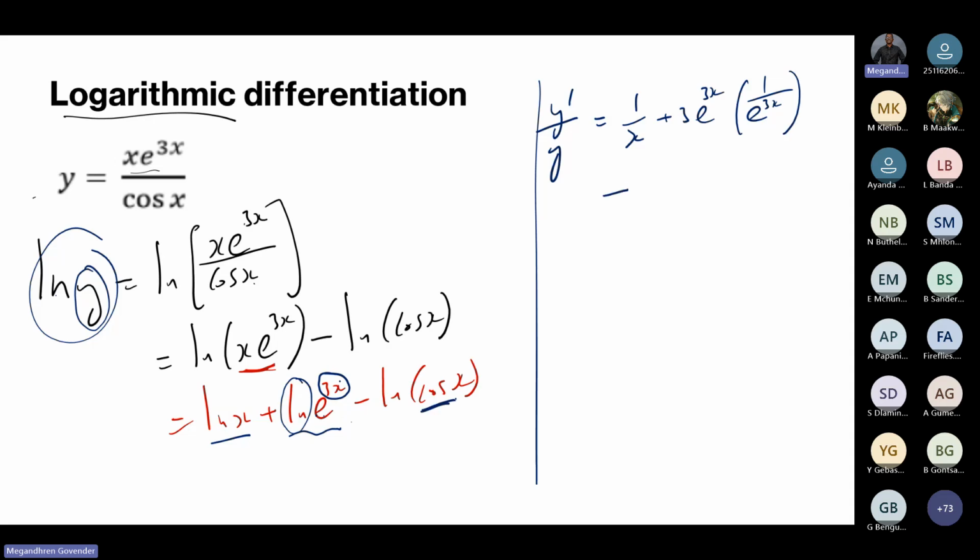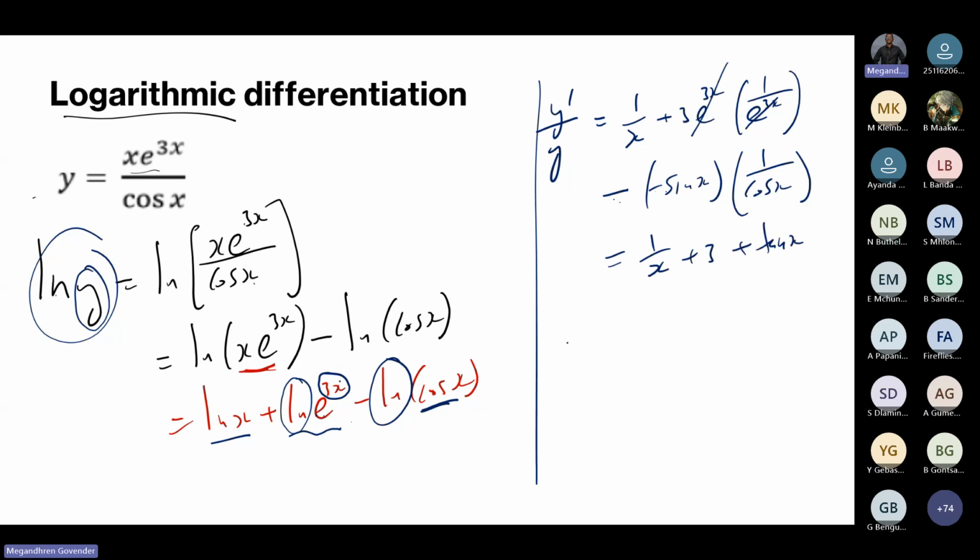What's the derivative of cos x? Minus sign. Lovely. Negative sin x. And what's the derivative of ln of something? It's 1 over. That's it. So that cancels, that cancels. We get 1 over x plus 3. Minus and minus is plus. Sin x over cos x is tan x.